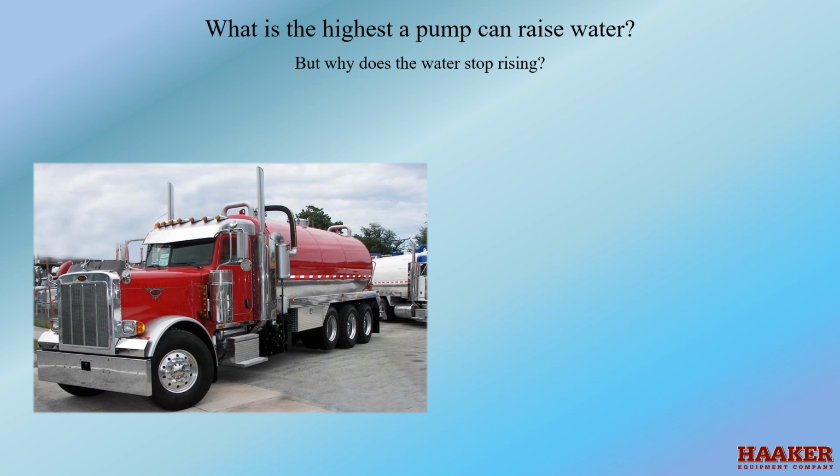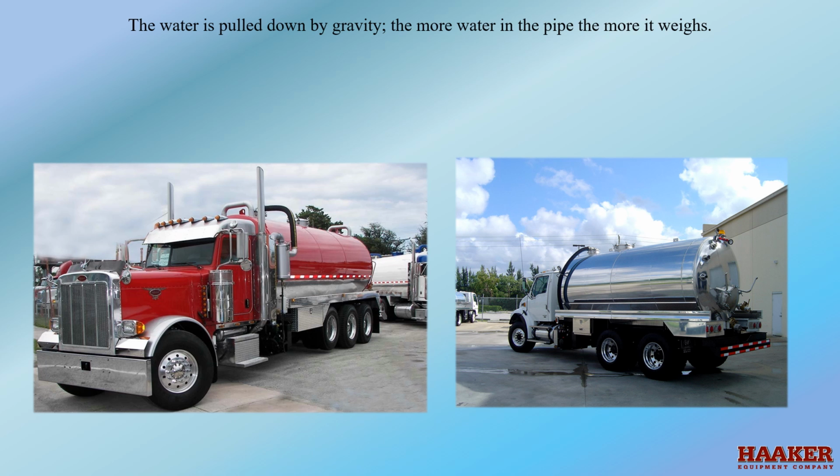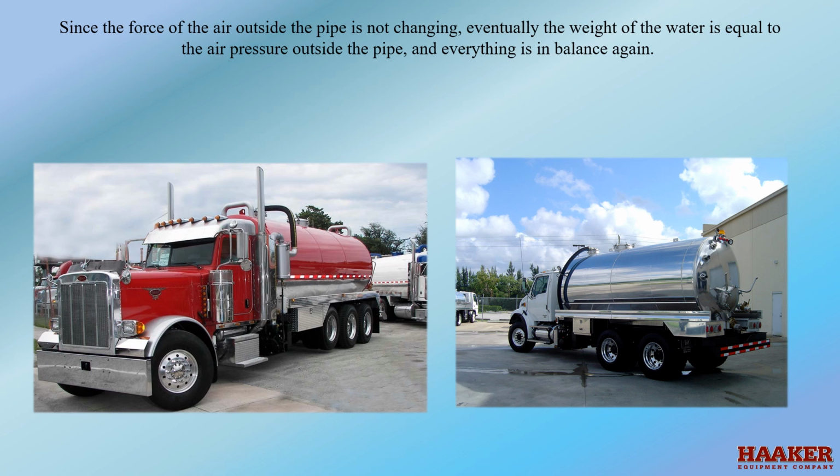But why does water stop rising? The water is pulled down by gravity. The more water in the pipe, the more it weighs. Since the force of the air outside the pipe is not changing, eventually the weight of the water is equal to the air pressure outside the pipe, and everything is in balance again.